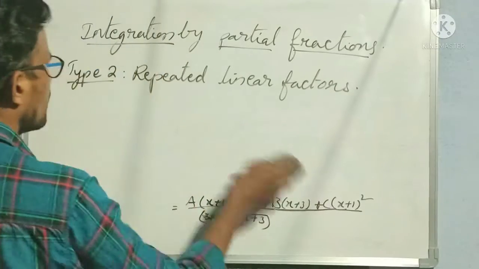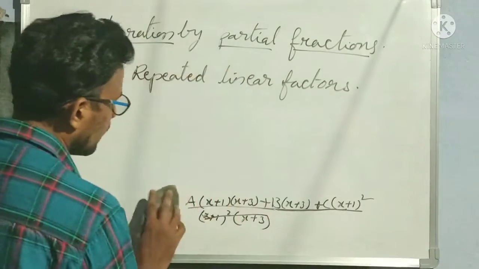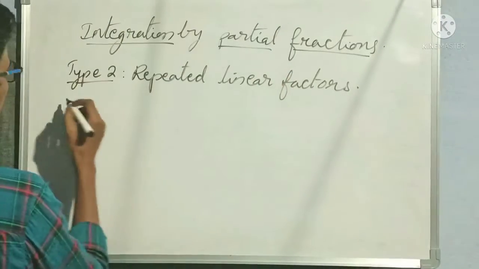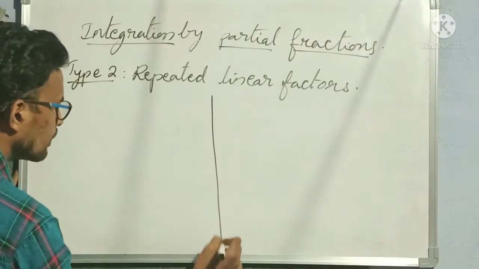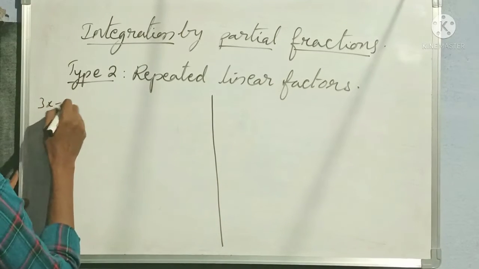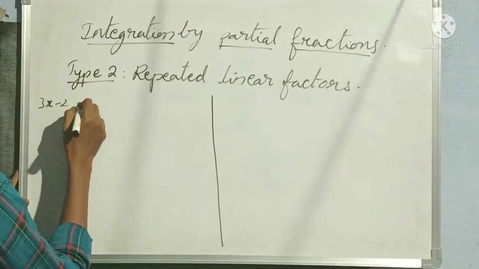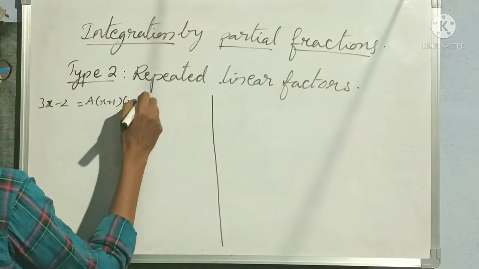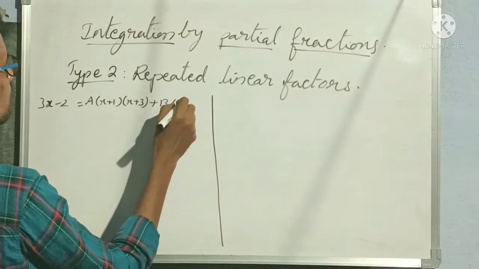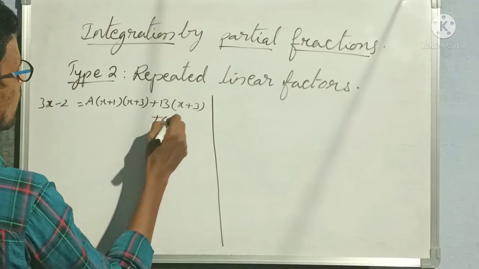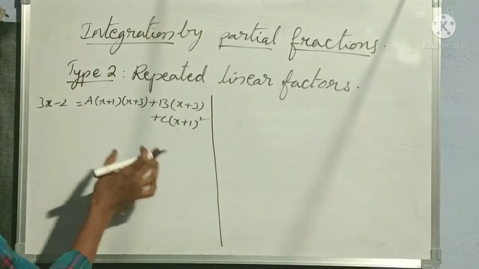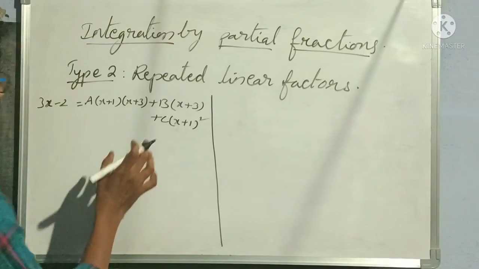So I will continue here again by making my board into two parts. Here I am left with 3x minus 2, that is the numerator of the question, is equal to a into (x plus 1) into (x plus 3) plus b into (x plus 3) plus c into (x plus 1) whole square. So this is our leftover problem.